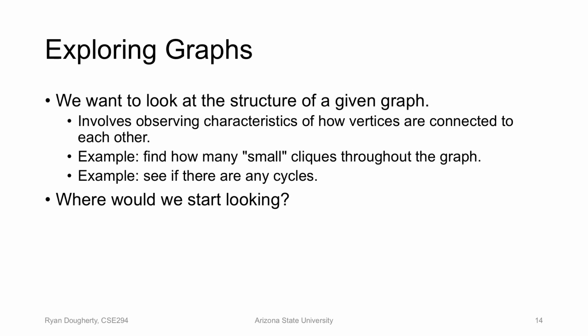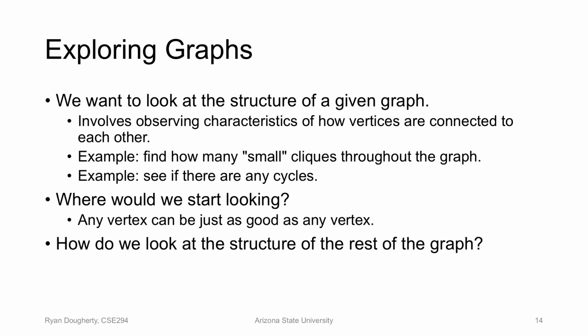So what do you think is a good idea to start looking through the structure of the graph at this point? Well, we're given a general graph, right? So at this point, it would make sense to look at any arbitrary vertex. It doesn't matter what vertex we start with. For instance, if we want to look at whether an undirected graph is connected, it doesn't matter what vertex I start with, because if it's connected, then no matter what vertex I start with, I'm going to explore the whole graph anyway. So it actually doesn't matter where we start looking here.